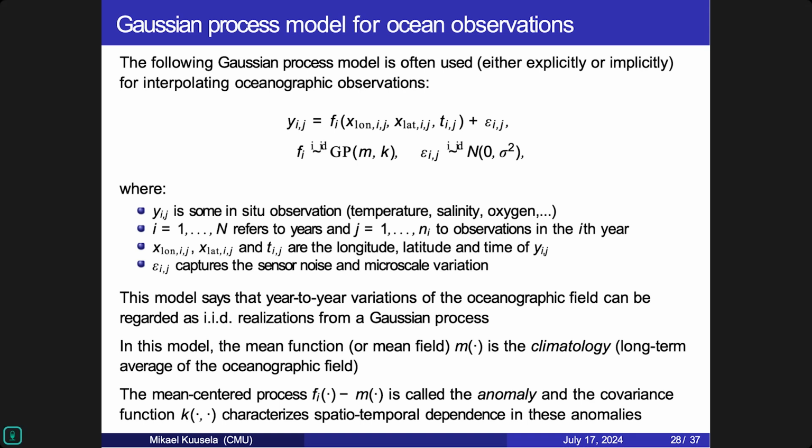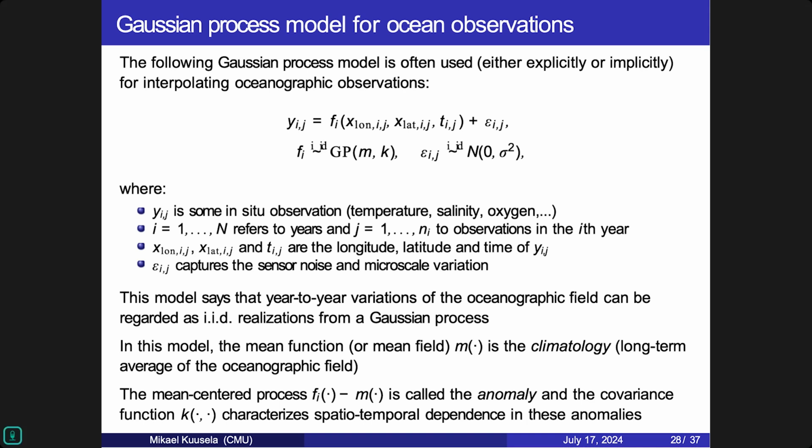So here's the model that we have been using in our work with Argo data, and which I think is a pretty reasonable model for ocean data. So basically, here are my observations. First of all, what are the indices? The index i would be years, and j would be different observations within a year. The first one is like year 1, year 2, and so forth, and then these are the different points within a year.